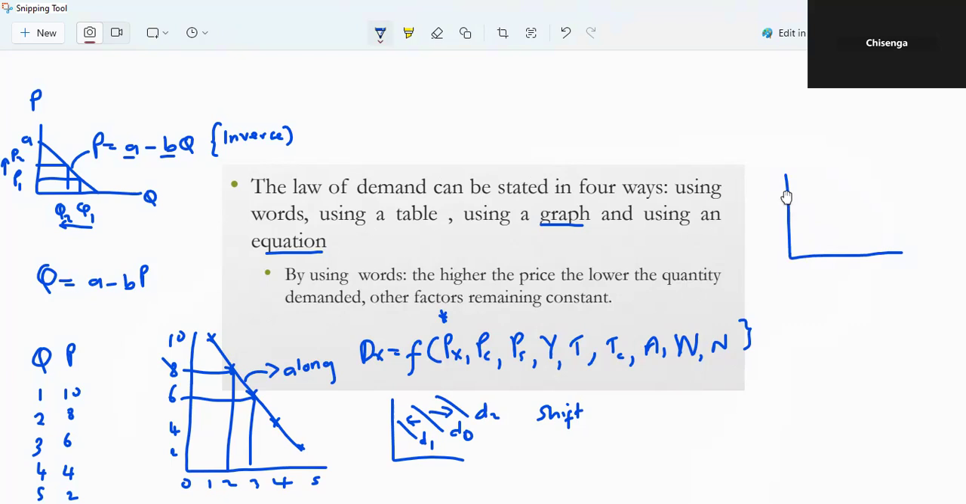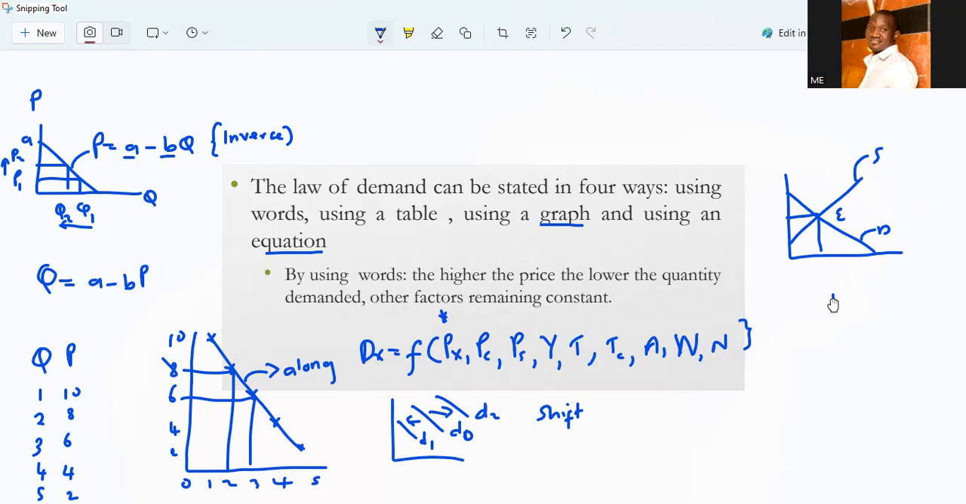The consumer would, as much as possible, want to have a reduced price, and the supplier would want to have an increased price. So these two must meet halfway, and this is called the equilibrium. Equilibrium is simply a point where demand is equal to supply.